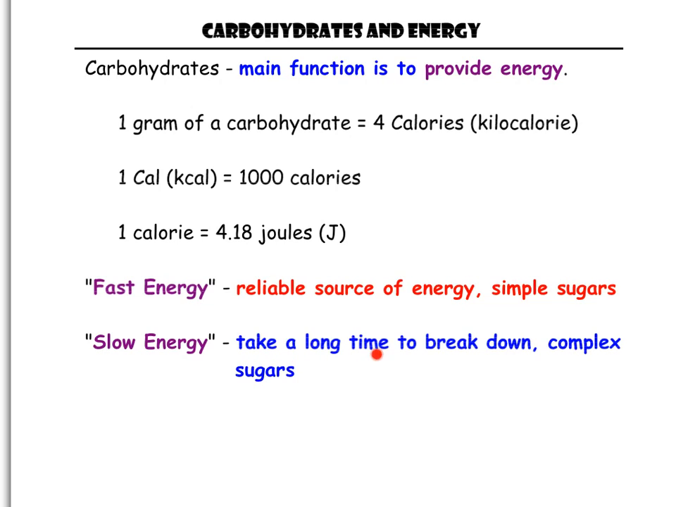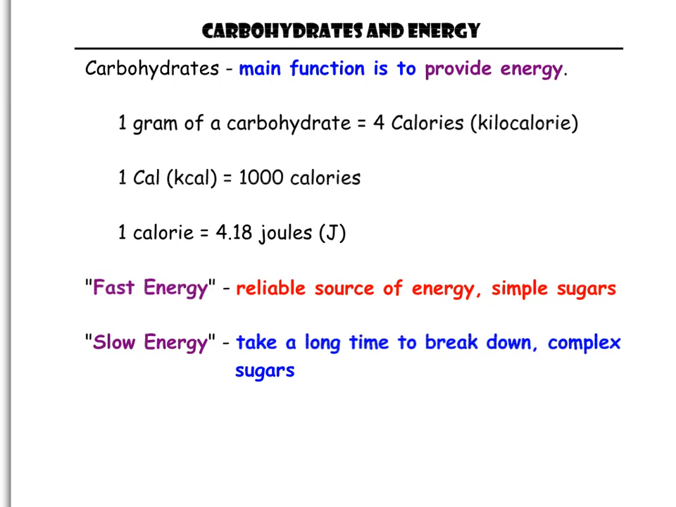Slow energy is something that takes time to break down. Those are going to be your complex sugars or your complex carbohydrates. So a good example of that would be your pasta. And that's what a lot of runners will carbo load on, because that will slowly release the energy because they are very, very long carbohydrate chains.